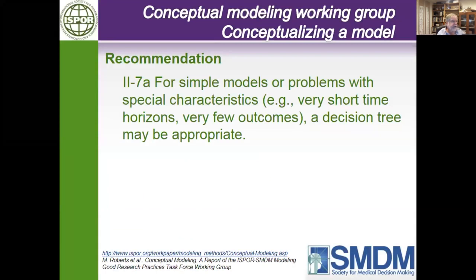So the idea of basic branch and node decision trees is that they are useful, according to the conceptual model working group, for simple models or problems with very special characteristics, like very short time horizons or very few outcomes. And there aren't very many plain branch and node decision trees in the literature anymore. You typically see more complex models, but there have been quite a few. And it still is almost always some version of a branch and node decision tree that is the beginning of a more complicated model. Okay, next slide.